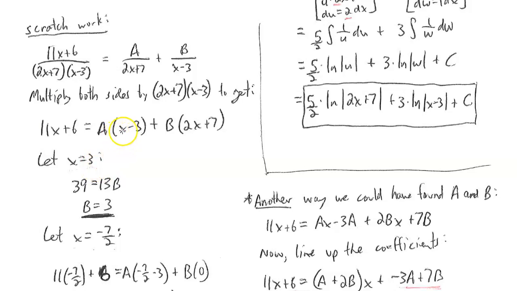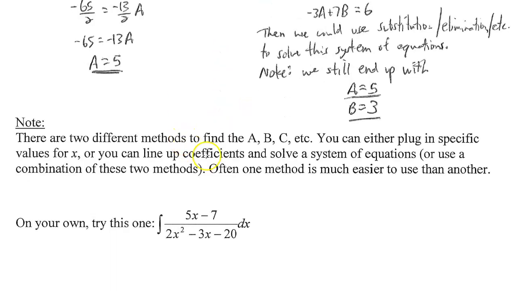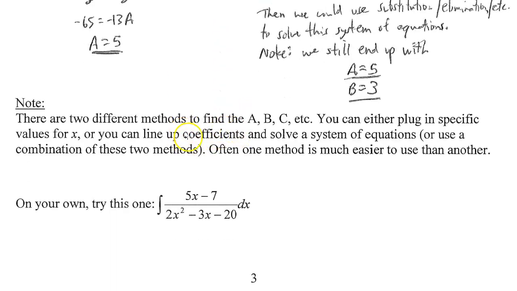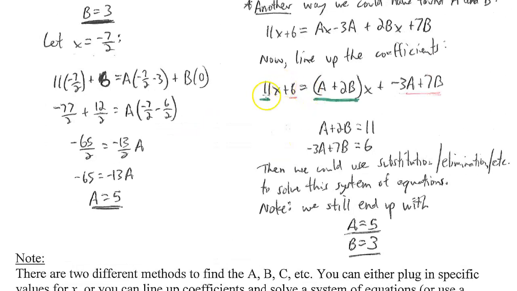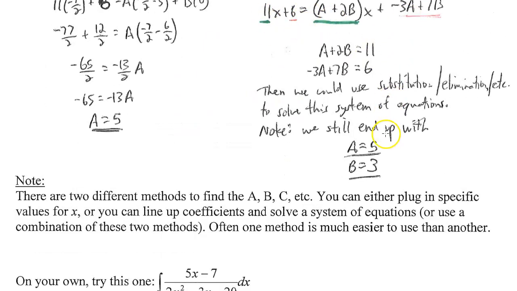I chose 3 so that it would get rid of the a, and I chose -7/2 so it would get rid of the b. Okay, you can either do that, plug in specific values for x, or you can line up the coefficients here like we've done, lining up these coefficients and solve a system of equations, or you could use kind of a combination of those 2 methods.